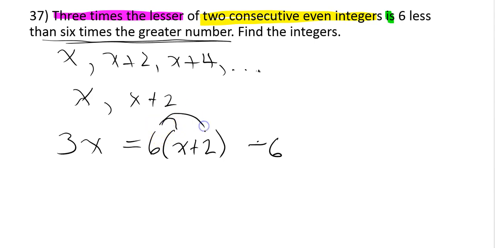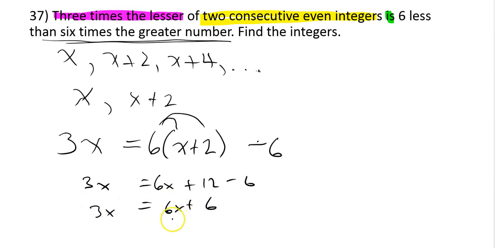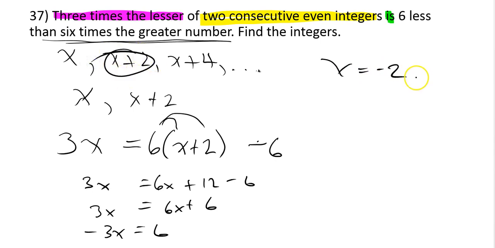We're going to distribute the 6. So you get 6x plus 12 minus 6 is equal to 3x. And 12 and negative 6, we get 6, equal to 3x. And we subtract 6x from both sides, we get negative 3x. And we find out that x is equal to negative 2. And the greater integer, the x plus 2 one, is going to be negative 2 plus 2, so we get negative 2 and 0.